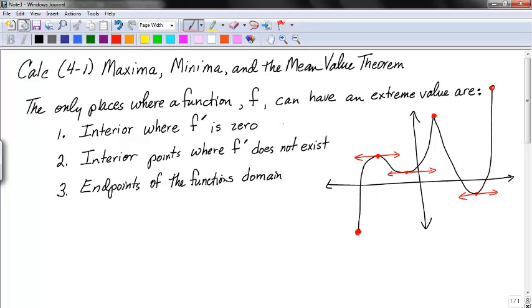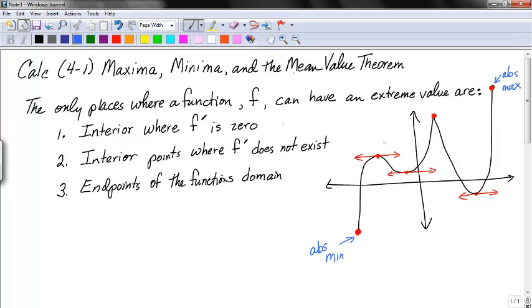Also, at this point, the author talks about absolute max and absolute minimum points. This y value would be an absolute minimum. It is the lowest point on that graph. This point up here would be an absolute max. It is the highest y value on that graph.